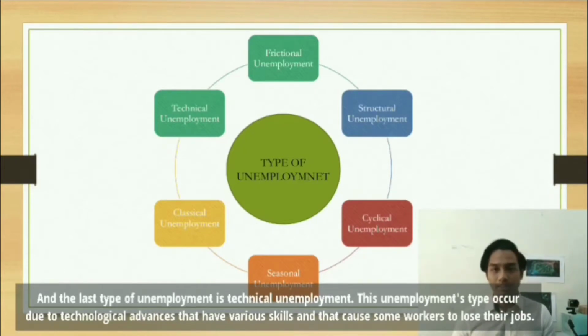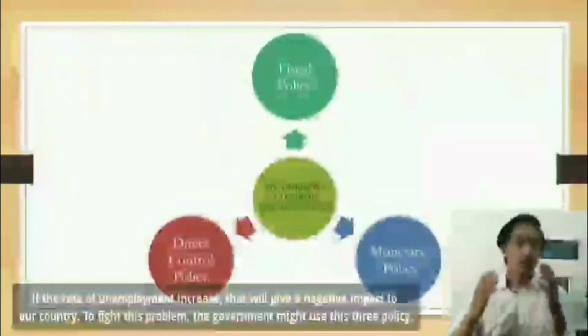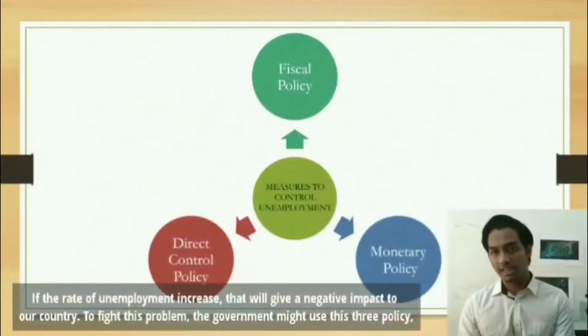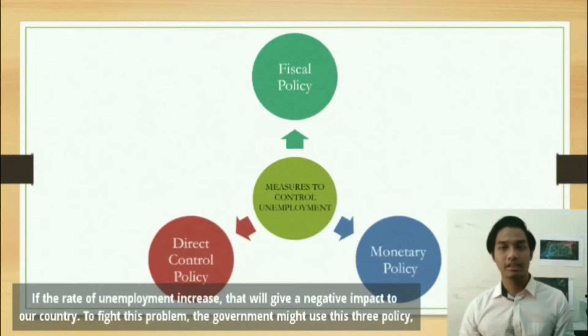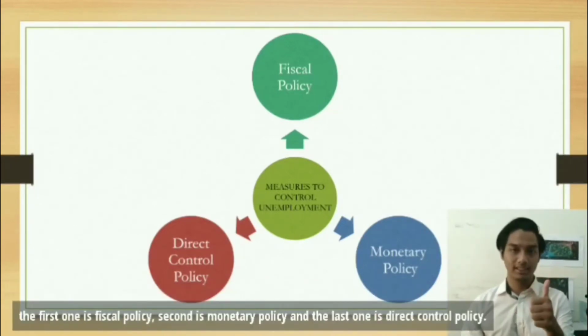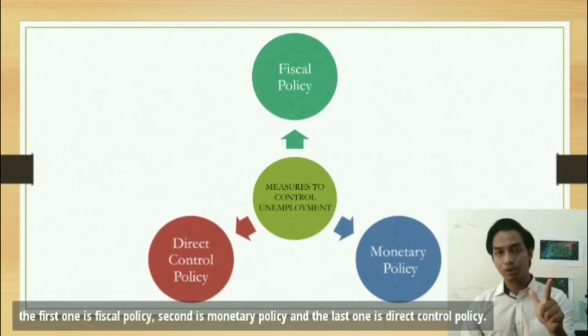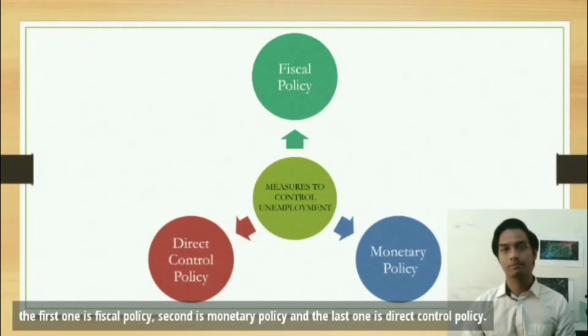This unemployment type occurs due to technology advance that requires various skills, and that causes some workers to lose their job. If the rate of unemployment increases, it will give a negative impact to our country. To fight this problem, the government might use 3 policies. The first one is fiscal policy, second is monetary policy, and the last one is direct control policy.